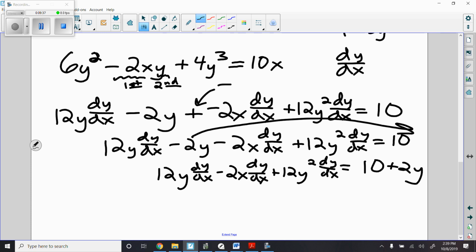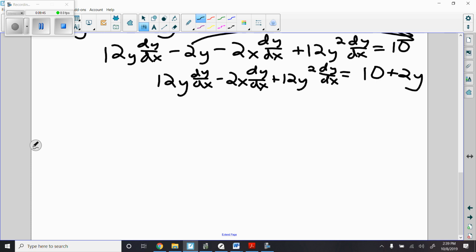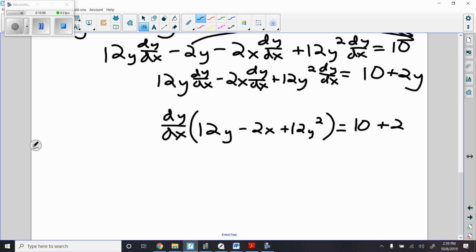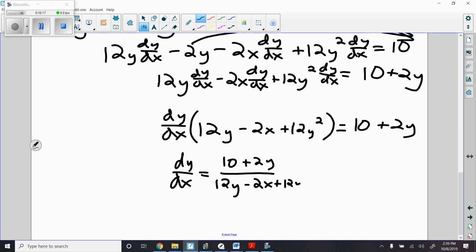Okay. I'm going to factor dy dx out of all 3 of those terms and divide over. Again, I'll do that in one. This one I'll show you it in 2 steps. What I'm doing is I'm factoring out dy dx, and I got 12y minus 2x plus 12y squared equals 10 plus 2y. Now I'm going to divide by 12y minus 2x plus 12y squared. And I'm going to get dy dx equals 10 plus 2y over 12y minus 2x plus 12y squared.